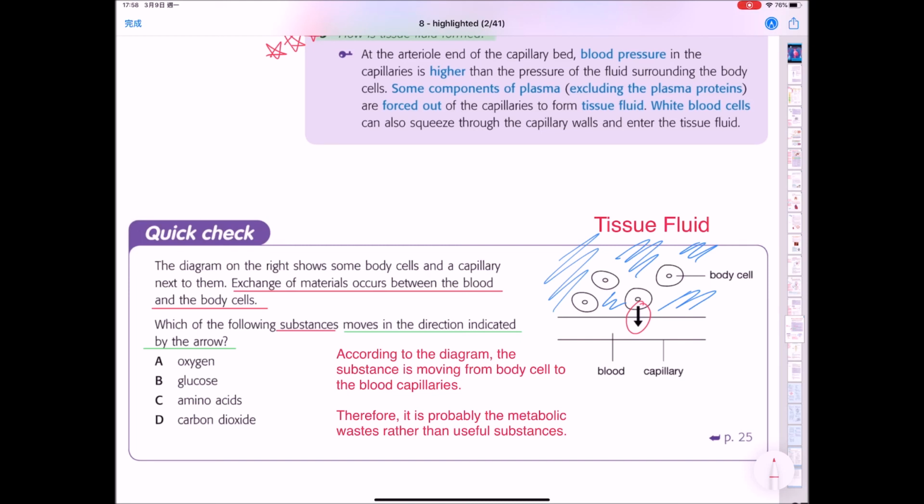For the body cells, they should take up something useful, oxygen and nutrients, and then they will remove some metabolic waste from the cells, going back to the capillaries for them to carry away. So for this direction, it's probably some metabolic waste rather than some useful substance, for example oxygen or nutrients. So the answer finally should be carbon dioxide.